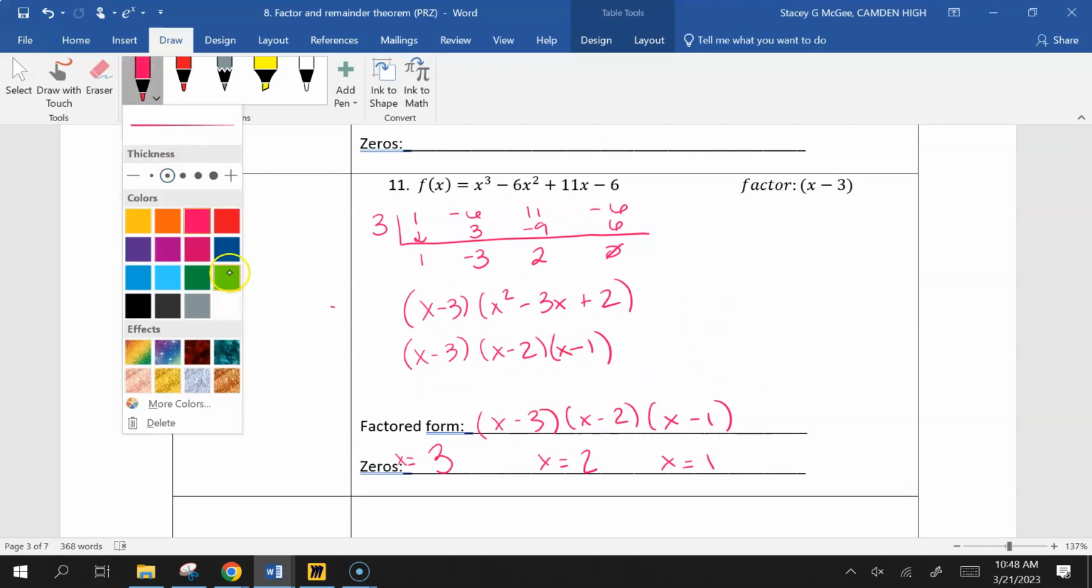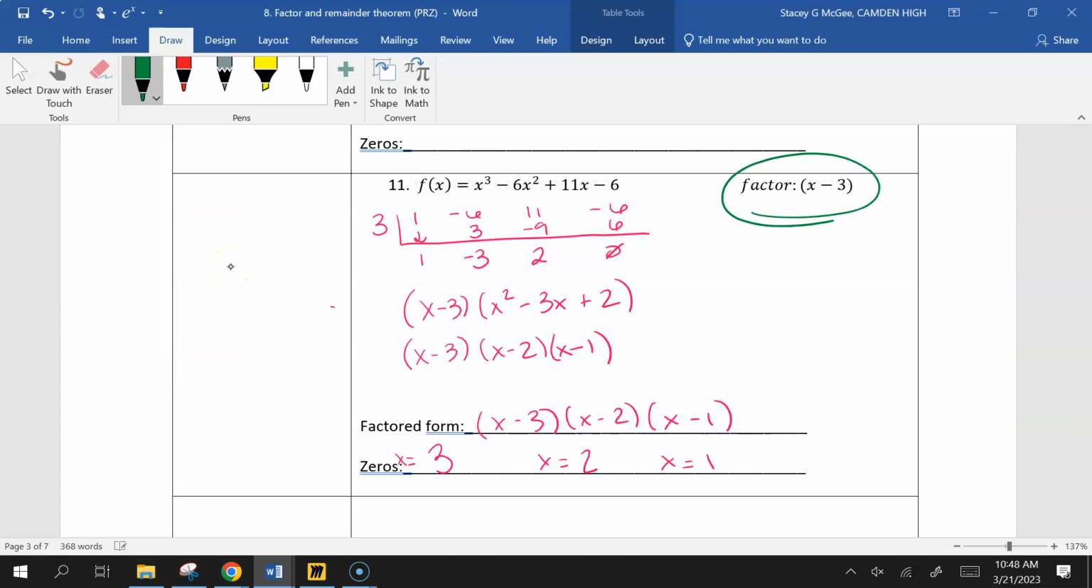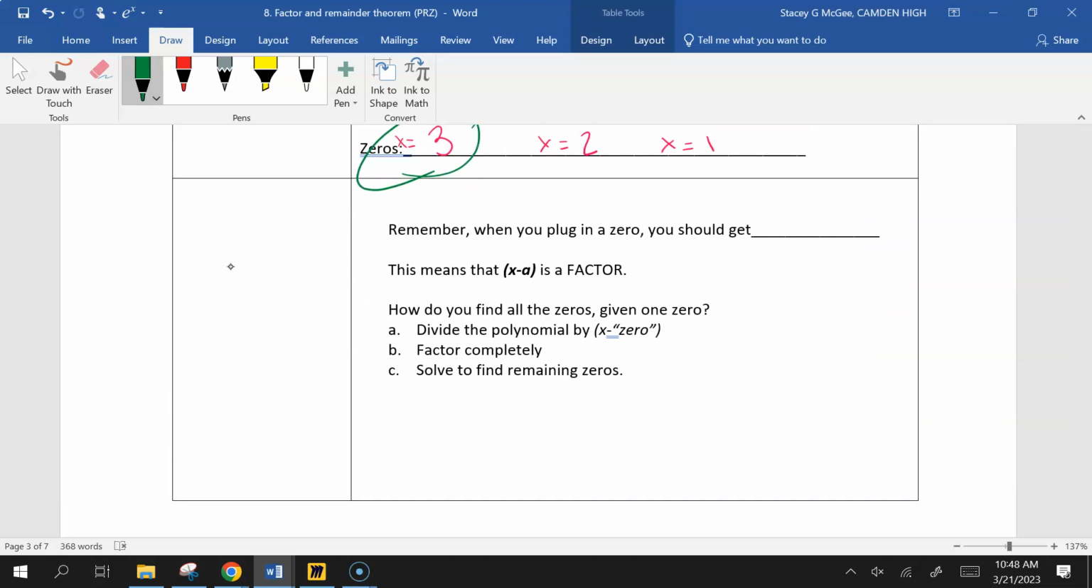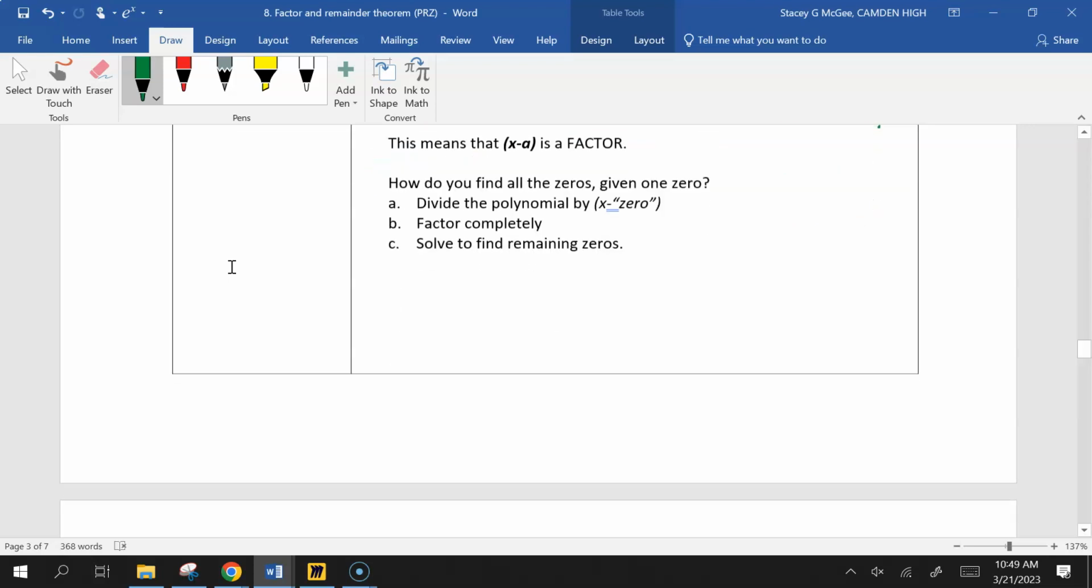Here we're starting with a factor, right? But what if I started with a 0? Like, what if I didn't tell you this, but I told you x equals 3 is a 0? Could you back up and say, oh, well, if x equals 3 is a 0, that means a factor is x minus 3. That's where they're getting with this next little part, okay? So when you plug in a 0, you should get no remainder. That's what we've been talking about. But x minus 0 is a factor. We talked about all that.